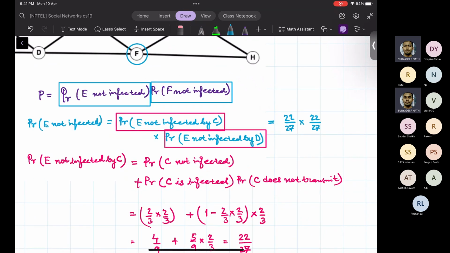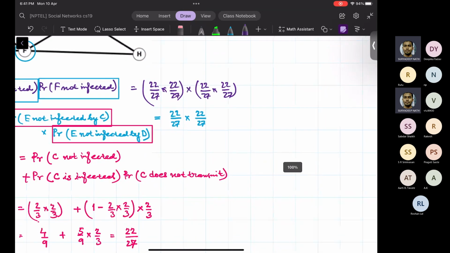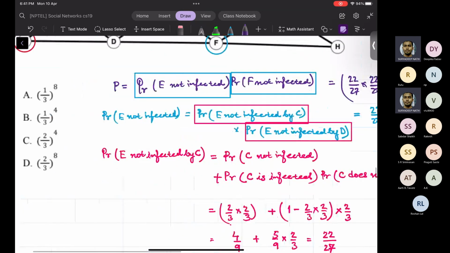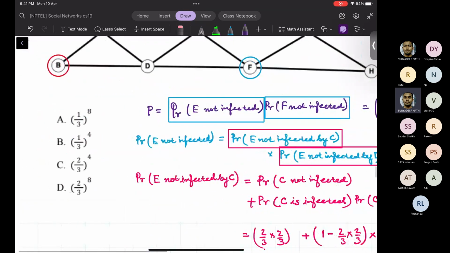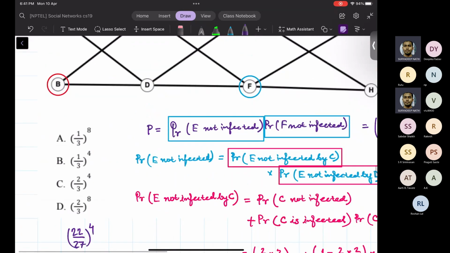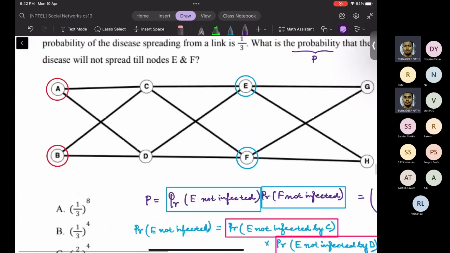And if we put it back, what we get is 22/27 into 22/27 into 22/27 into 22/27. So the final answer is 22/27 whole to the power 4, which is actually not given in the four answers.